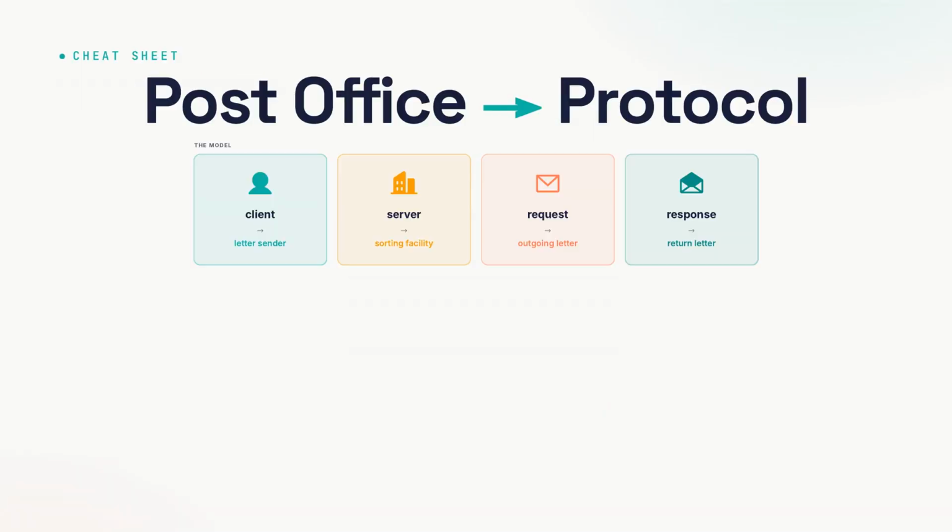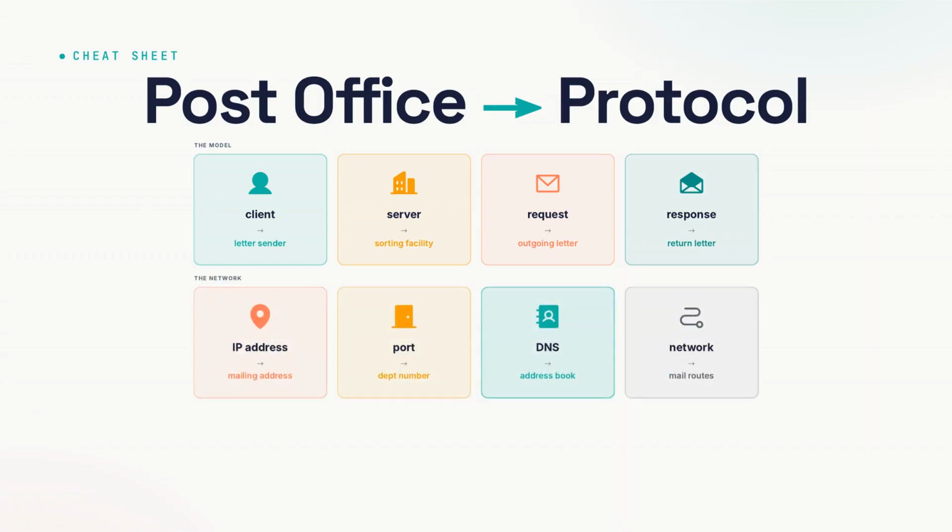That's your map. Every network error you'll ever see belongs to one of these 5 steps. And here it is, your complete decoder ring. The model side: client is the letter sender, server the sorting facility, request the outgoing letter, response the return letter. The network side: IP address is the mailing address, port the department number, DNS the address book, and the network itself, the mail routes. 8 terms, 1 post office, every concept accounted for. Pause and screenshot this, it's your decoder ring.